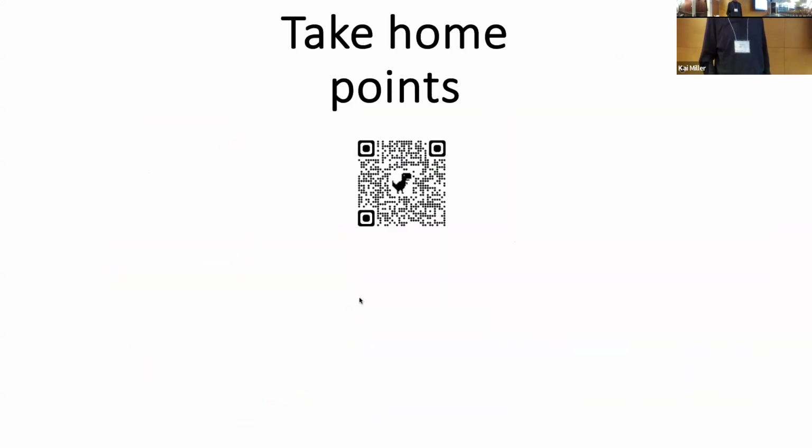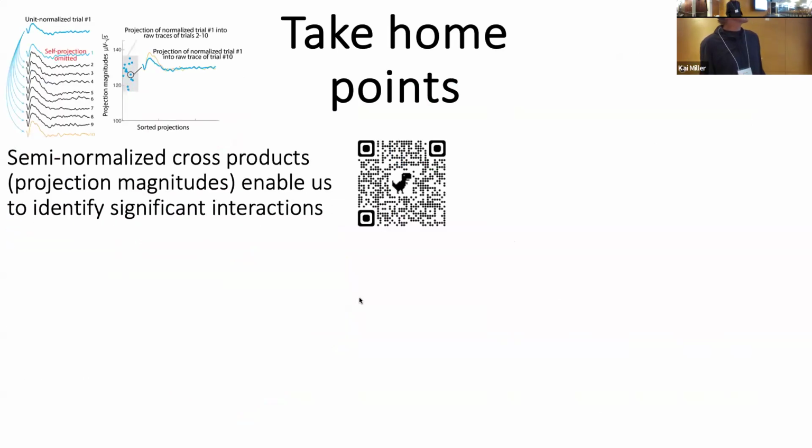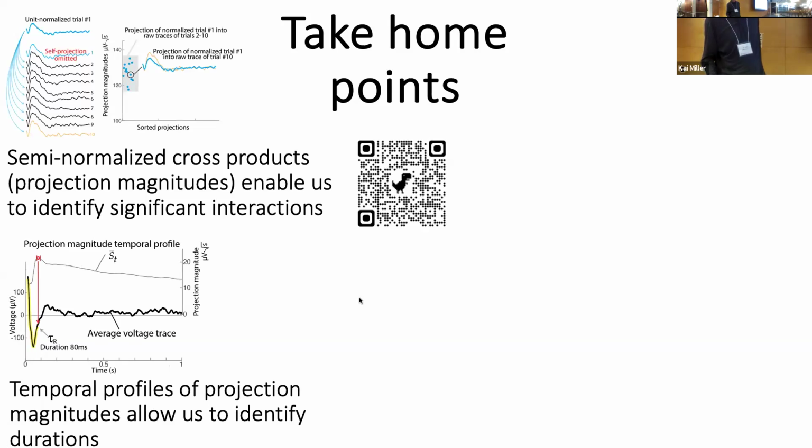Okay, so the take-home points from this, and again, the QR codes point you to the code and data for this, is that we use these semi-normalized cross products, which is what you've done when you normalize one half of a comparison but not the other, to identify when we have significant interactions.